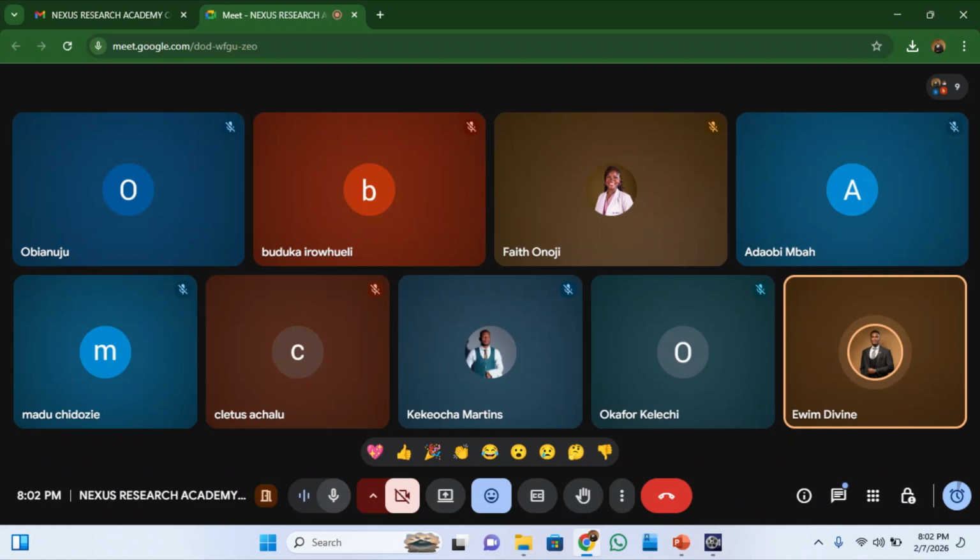Right? So Dr. Kekeocha Martins will be taking us on data analysis part 1. In this class, we are going to be talking about variables. We are going to be talking about descriptive statistics. We're going to be talking about p-value, choosing tests, when to use what test and what other tests, right? So we're going to be starting the part 1 of data analysis today.